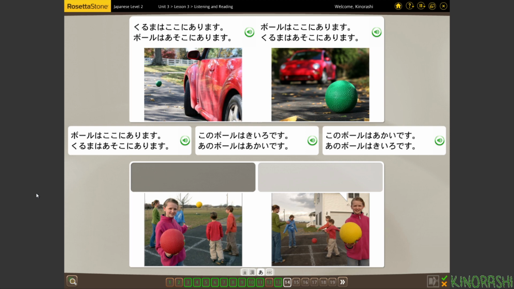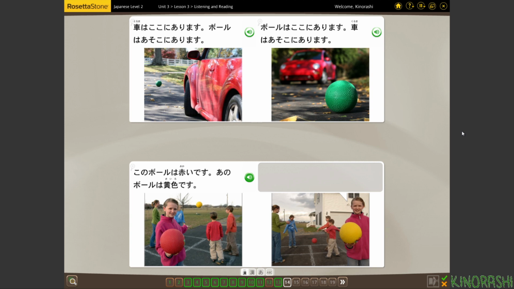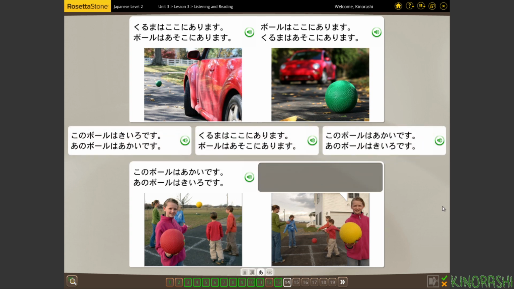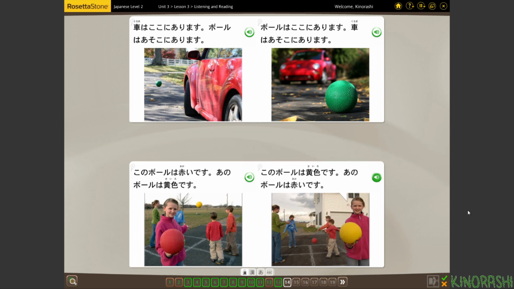Remember, this is a symbol for color, and this is used with this symbol to make the symbols for yellow. このボールは赤いです。あのボールは黄色です。Kono boru wa kiiro desu. Ano boru wa akai desu. Kiiro. Akai.